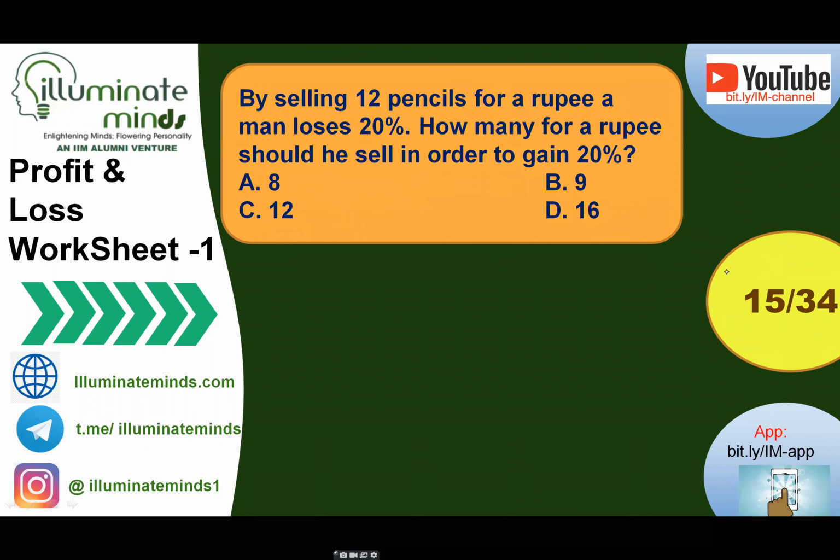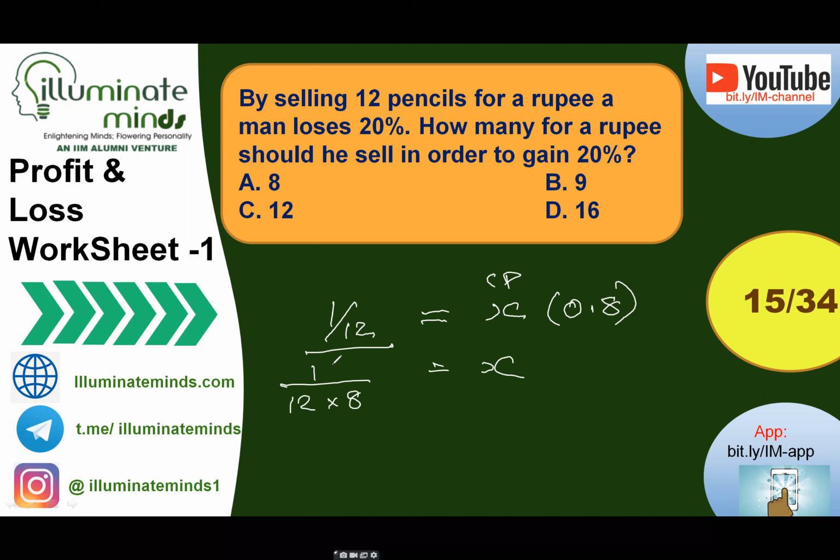By selling 12 pencils for a rupee, a man loses 20%. So the selling price is 1 by 12. My cost price is X into 0.8, which leads to the selling price 1 by 12. X is equal to the cost price, so 1 upon 12 into 8 by 10. That's my cost price. Now I need to gain 20%.